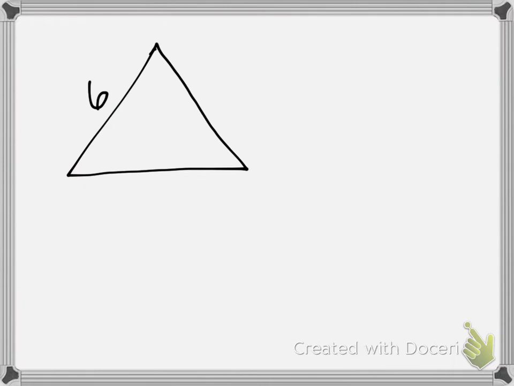On the next one, I think it's number 3. So you have an equilateral triangle, and you want to find the length of the altitude. So remember, in an equilateral triangle, it's also equiangular, so your angles are all 60 degrees. When you drop in your altitude, you make a 30, 60, 90. So this length here is what you're looking for.